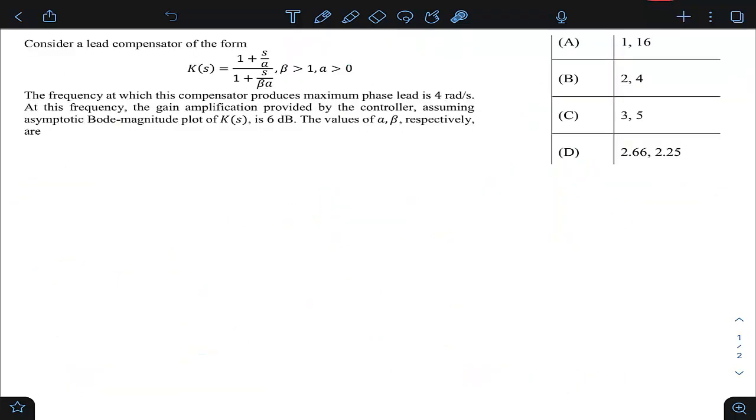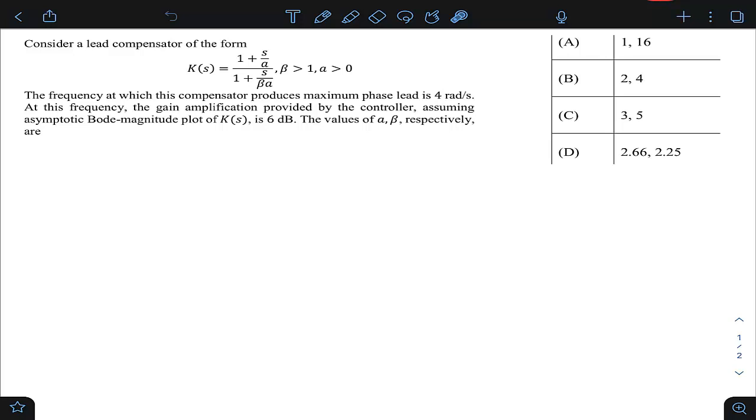This question was asked in GATE 2023 Electrical. It is from the control systems subject, from the compensator topic. The question is: consider a lead compensator of the form K(s). The frequency at which this compensator produces maximum phase lead is 4 radian per second. At this frequency, the gain amplification provided by the controller, assuming the asymptotic Bode magnitude plot of K(s), is 6 dB. The values of alpha and beta respectively are.